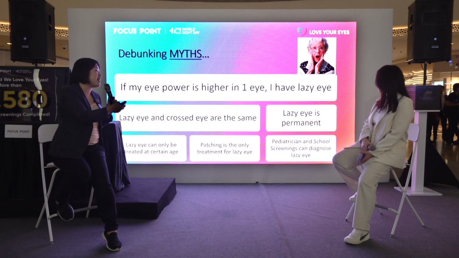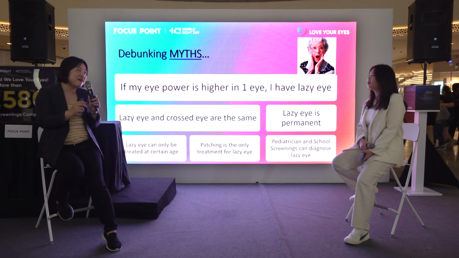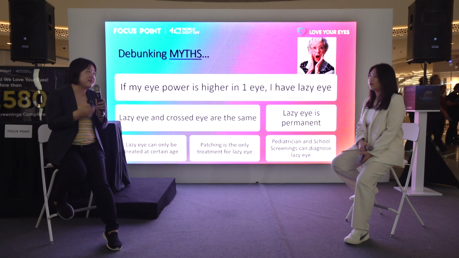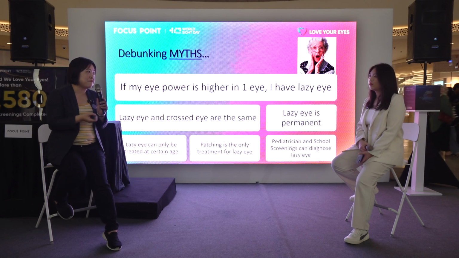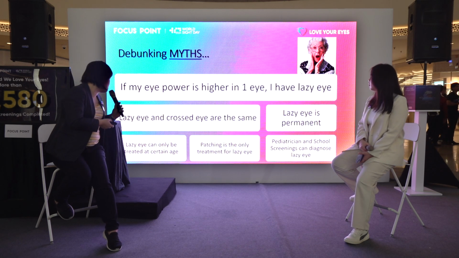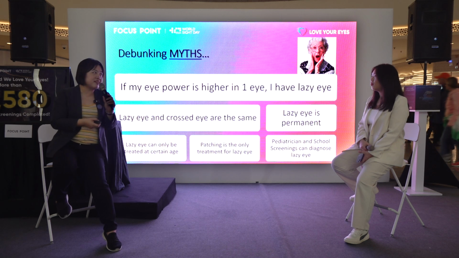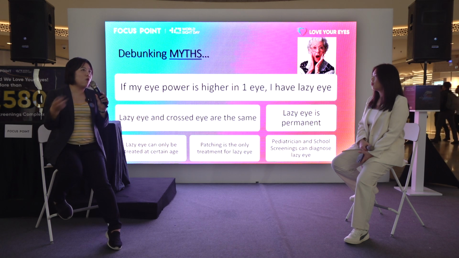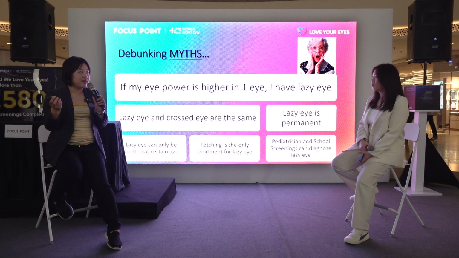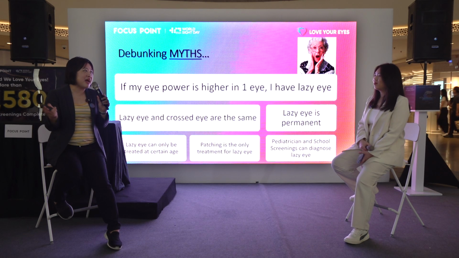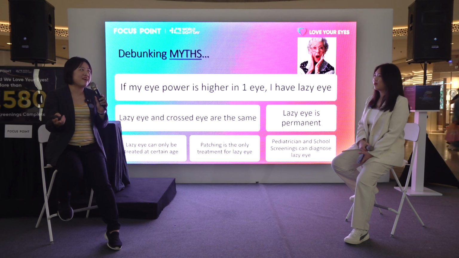Okay, next: lazy eye is permanent. Lazy eye is not exactly permanent. Lazy eye is treatable, but you need to detect it early with therapy. So lazy eye can only be treated at a certain age. That's actually the older belief. Last time they said if you detect it after 7 years old, you cannot treat anymore. This is permanent, lifelong lazy eye already.